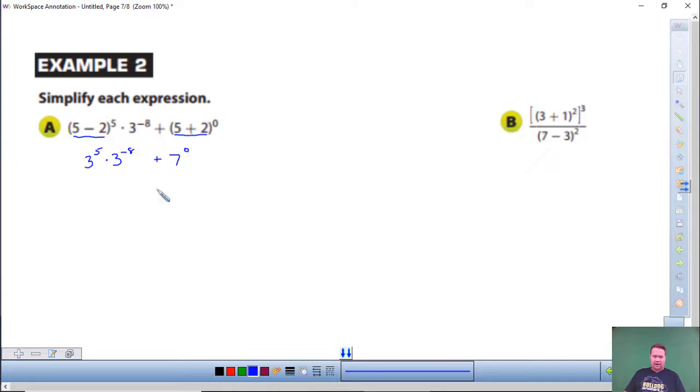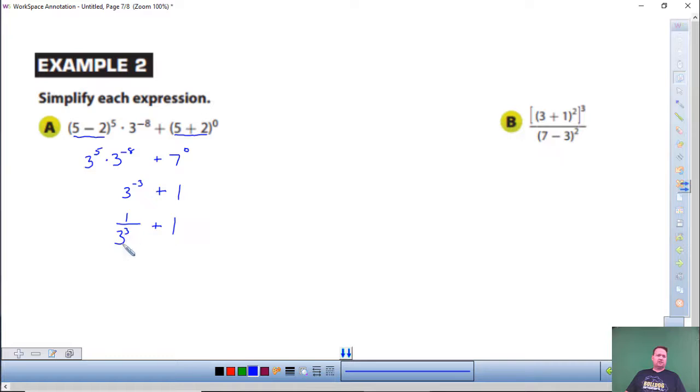I see a 0 power. I know right away that that's worth 1. And I can take both of these exponents here with the bases being the same. I'm going to add the powers because there's my multiply. And 5 plus a negative 8 is negative 3. And that becomes 3 to the negative 3rd power plus 1. And 3 to the negative 3rd power, I'm not going to leave it as a negative power. We're going to move it to the denominator. It's 1 over 3 to the 3rd, still plus the 1.